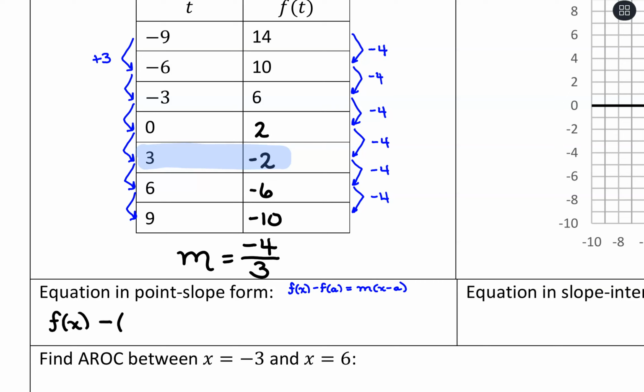And actually, since that would be a minus a -2, we'll go ahead and write that as a +2 equals, and then we'll have our slope of -4/3, and then we'll have x minus, and then our input value a, which was the x value of 3. Or actually, I should be using t here instead of x, because that's how our table's defined up above there. So there's our point slope form using the coordinate 3, -2 with the slope -4/3.